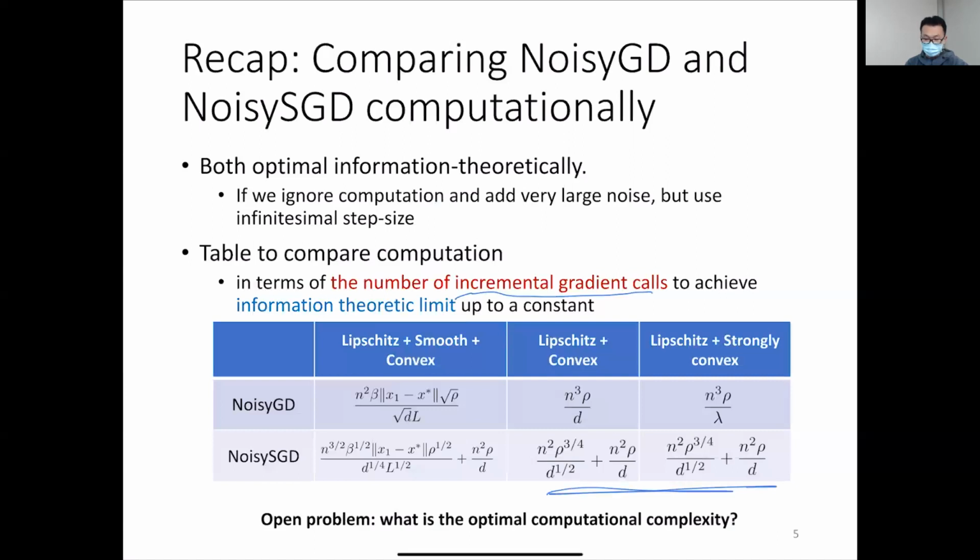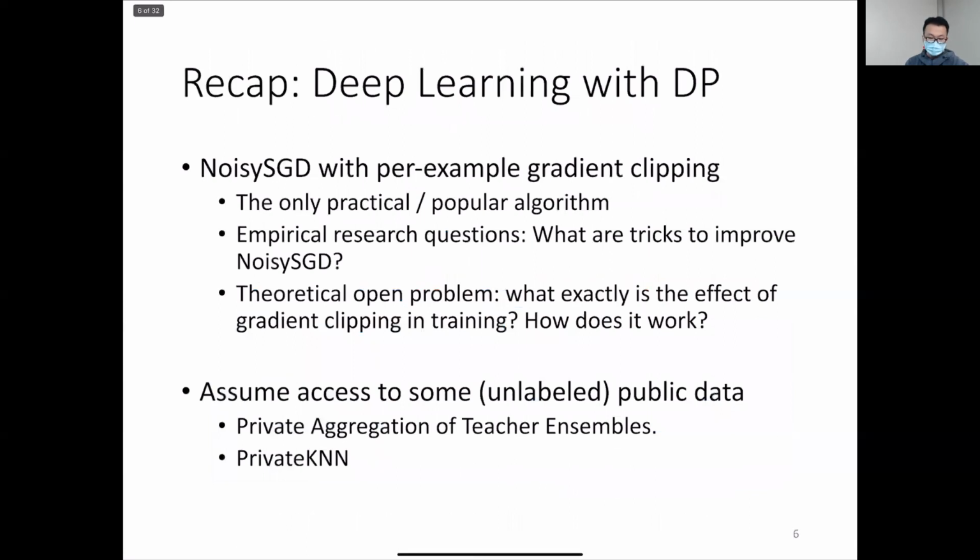And then there was a paper that I pointed you to in the last lecture. The last part of the previous lecture was about deep learning with differential privacy. In this setting, we don't have too many tools available, and the only somewhat practical algorithm is noisy stochastic gradient descent, but with per example gradient clipping within each mini batch.